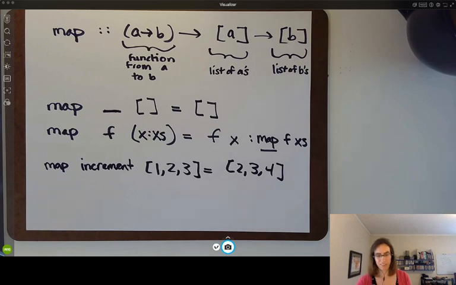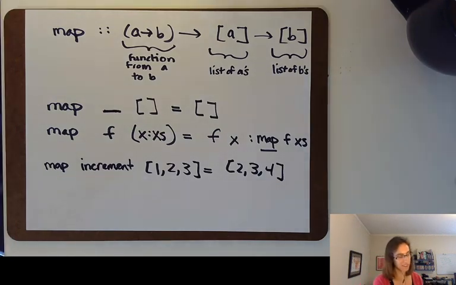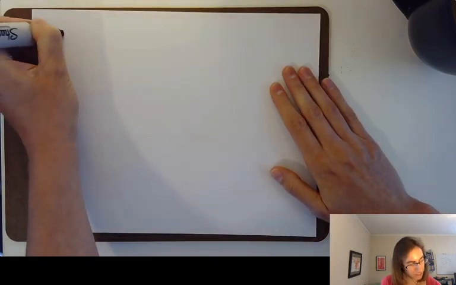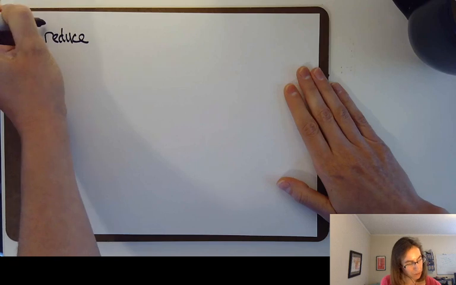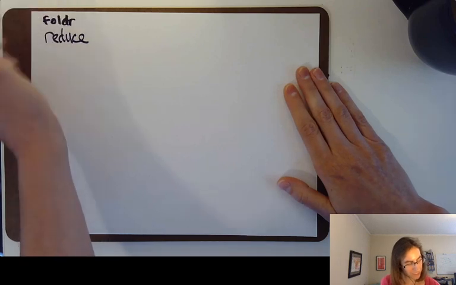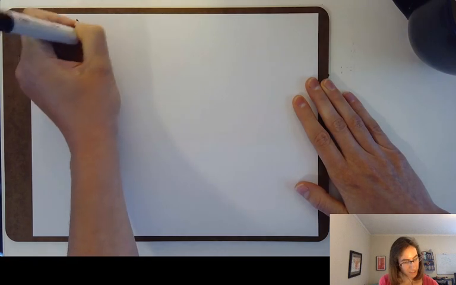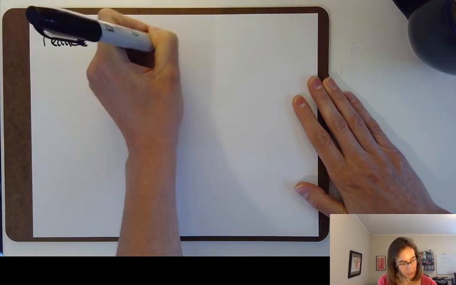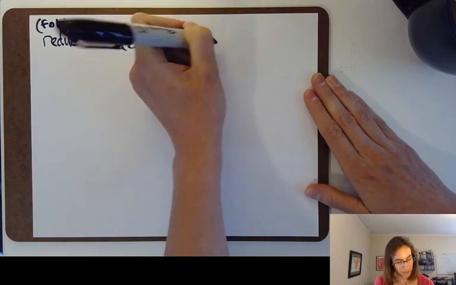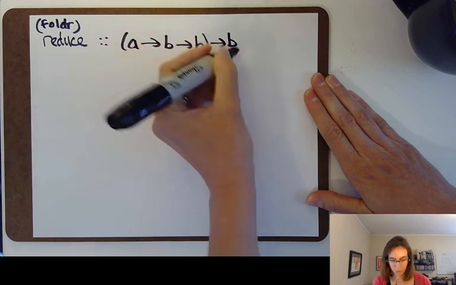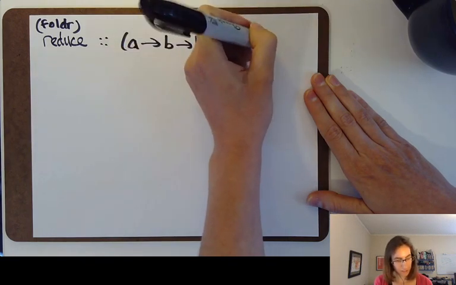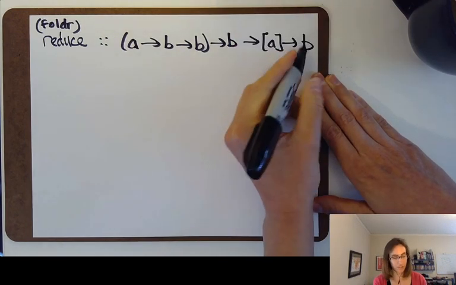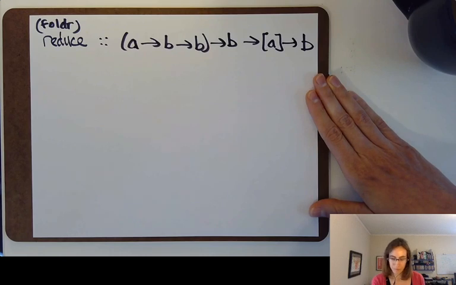So really briefly, reduce, or as it's sometimes known, foldr, is going to take a function that takes an A and a B and produces a B. It's going to take a value of type B. It's going to take a list of values of type A, and it's going to return a value of type B. So notice that it returns a single value, not a list. So what does this do?